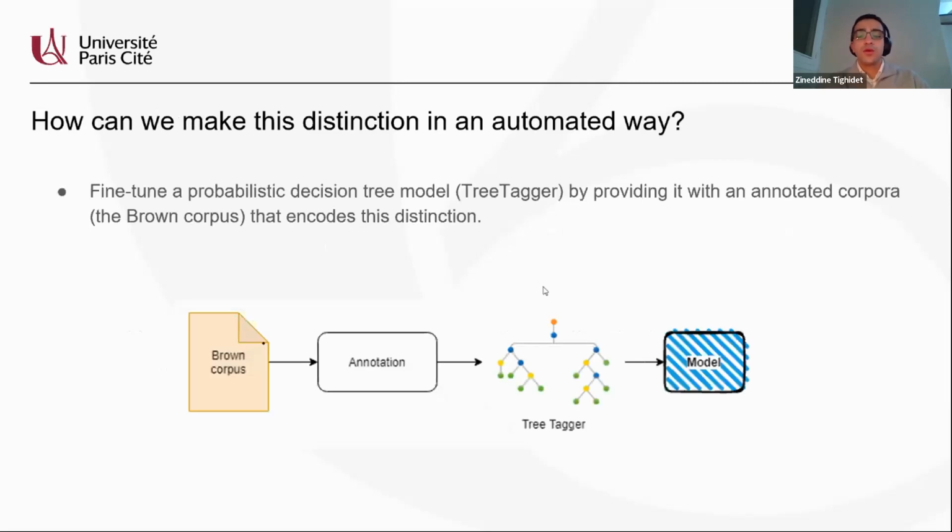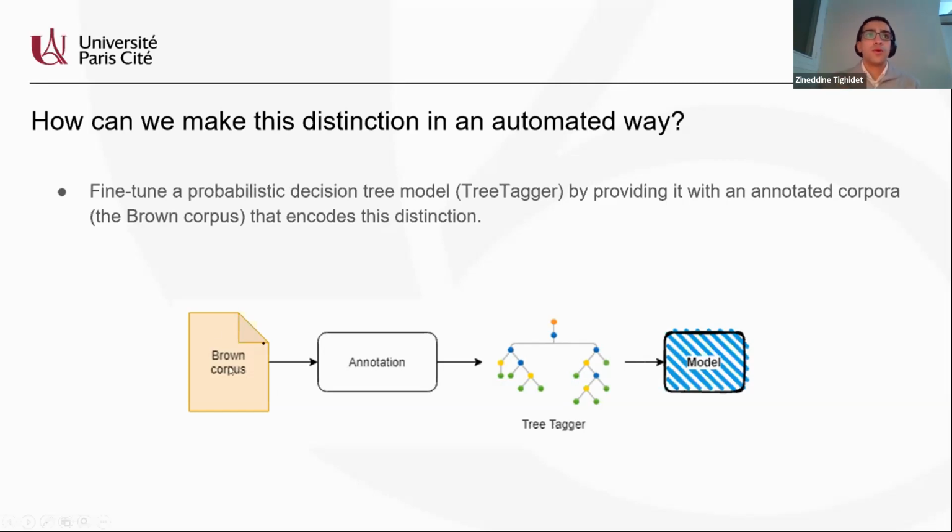The question that we asked at the beginning of our study is, how can we make this distinction between the relative clause and complement clause that in an automated way so that the result can be reproducible on other corpora? The idea is to fine-tune a probabilistic decision tree, which is the TreeTagger, by providing an annotated corpus, which is the Brown corpus in our case, that will encode this distinction.